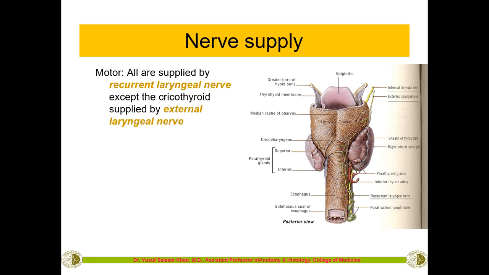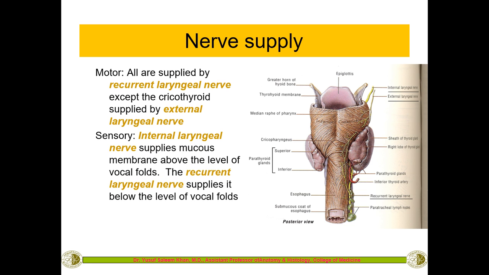So all intrinsic muscles which are inside are supplied by the recurrent laryngeal nerve, except the cricothyroid, which is outside, and so it is supplied by the external laryngeal nerve. Okay, this is what you're supposed to remember. All are supplied by the recurrent laryngeal nerve, and only the cricothyroid is supplied by the external laryngeal nerve. This is the motor supply. What about the sensory supply? The recurrent laryngeal nerve is not only a motor nerve, but also sensory. So it is a mixed nerve which supplies the part below the vocal fold. So the recurrent laryngeal nerve supplies the area of the larynx below the vocal folds. Okay, so below the vocal fold, it is supplied by the recurrent laryngeal nerve.